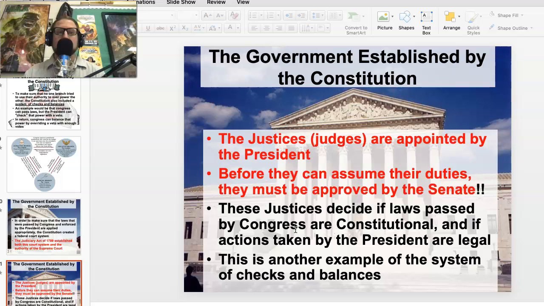Supreme Court justices serve for life or until they retire, so they serve a rather long time, usually 30 to 35 years. If you're a liberal president and there's an opening, you're going to appoint a liberal justice. If you're a conservative president and there's an opening, you're going to appoint a conservative justice.